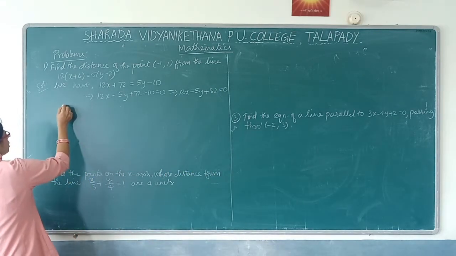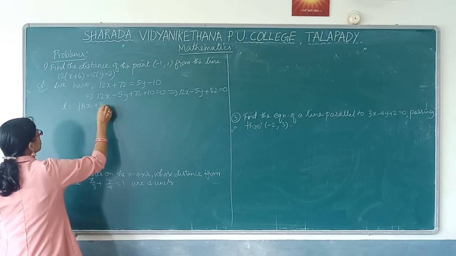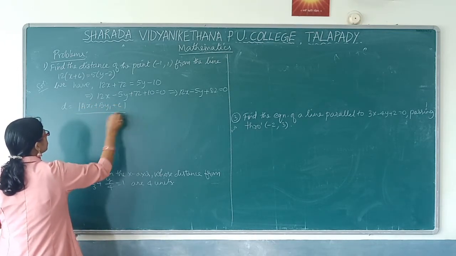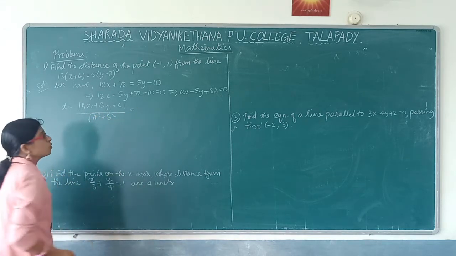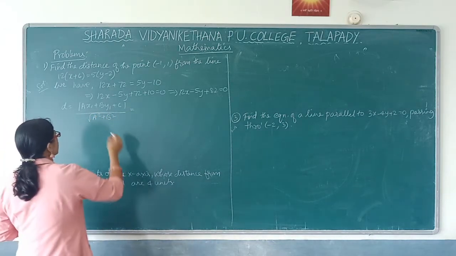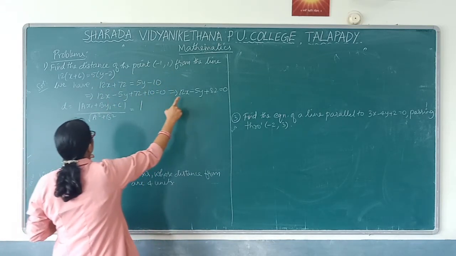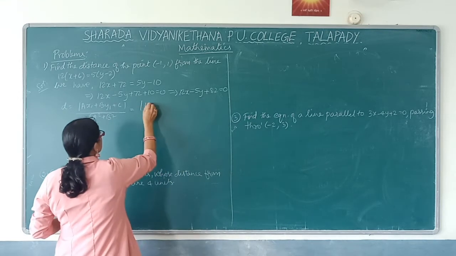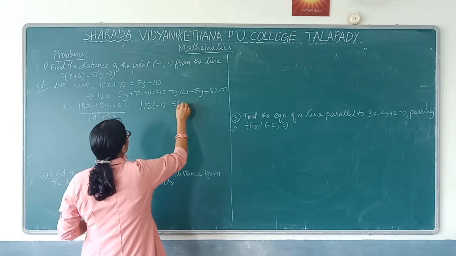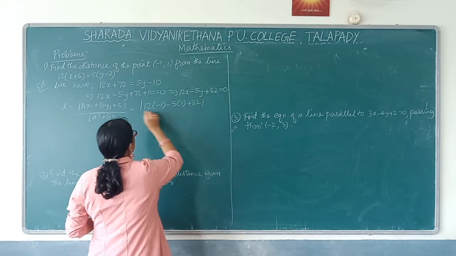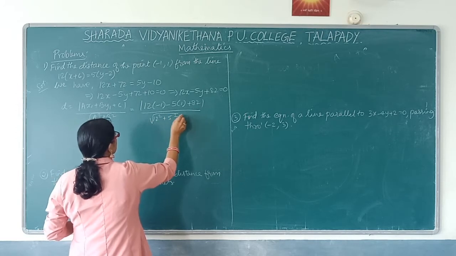So what is the formula of distance? We have studied modulus of ax1 plus by1 plus c divided by root of a square plus b square. This is the distance of a point from a line formula. So x1, y1 is nothing but what? Minus 1 comma 1. So 12 into x value minus 1, minus 5 into y value 1, plus 82, divided by square root of 12 square plus 5 square. Okay.